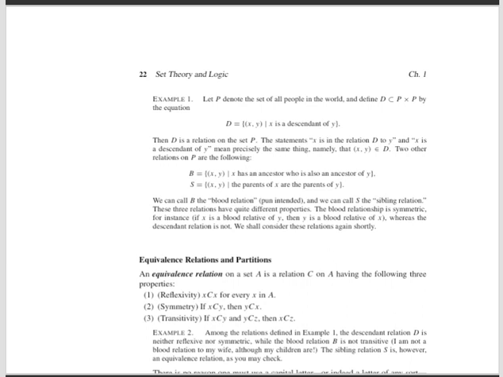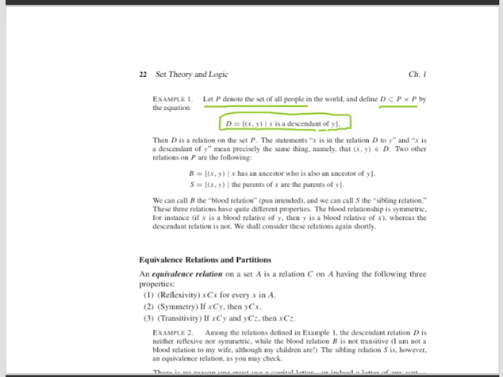Here in the book there is an example of this on the people of the world. Let P denote the set of all people in the world, and define D, a subset of P times P, as the pairs x and y such that x is a descendant of y.